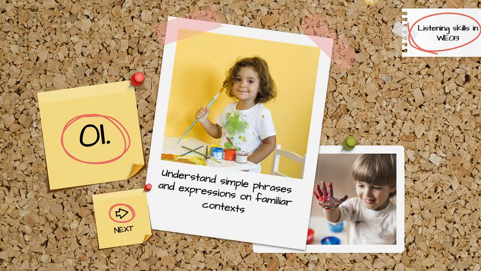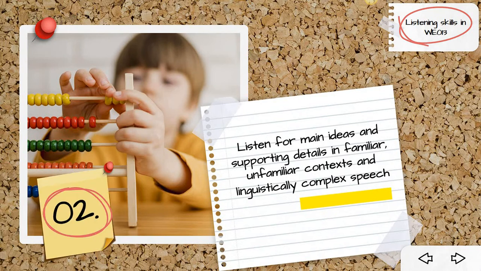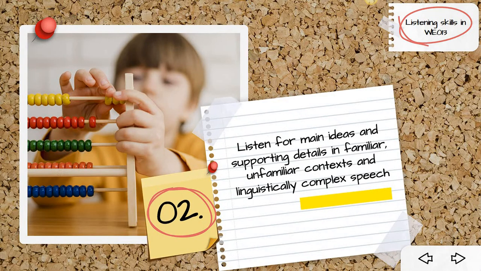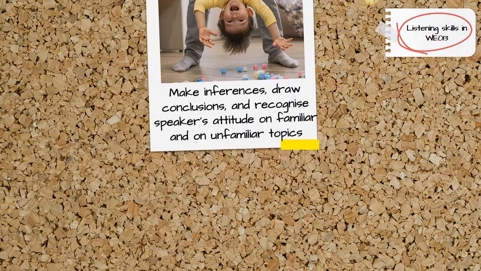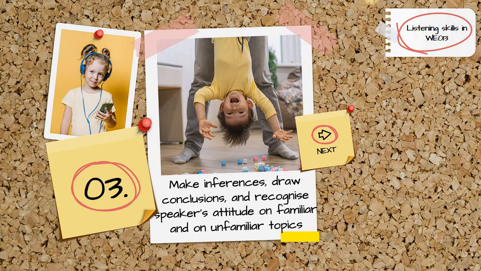The first listening skill is to understand simple phrases and expressions on familiar context, meaning a context that you have some background knowledge about. Second listening skill is to listen for main ideas and supporting details in familiar, unfamiliar contexts and linguistically complex speech. The third listening skill in WE013 is make inferences, draw conclusions, and recognize speakers' attitude on familiar and on unfamiliar topics.